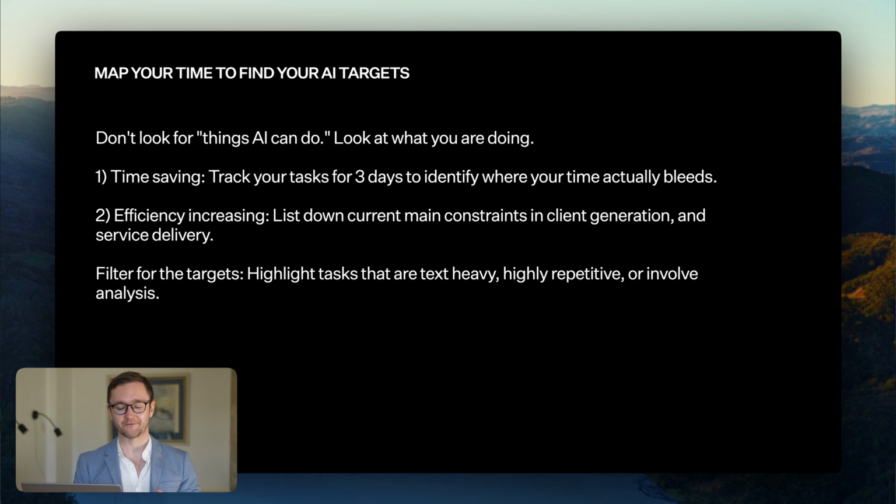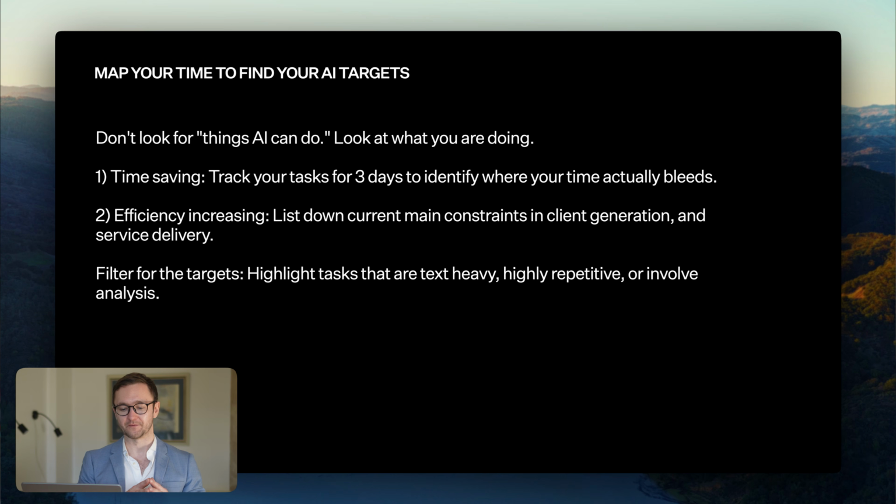Now, number two is efficiency increasing. So you want to be listing down current main constraints in your client generation and service delivery. What I mean by that is you want to list out what exactly you're doing for your marketing, whether that be content creation, buying leads, prospecting, or your sphere of influence. List all of those out and then list out those constraints when it comes down to those clients and that service delivery that you have.